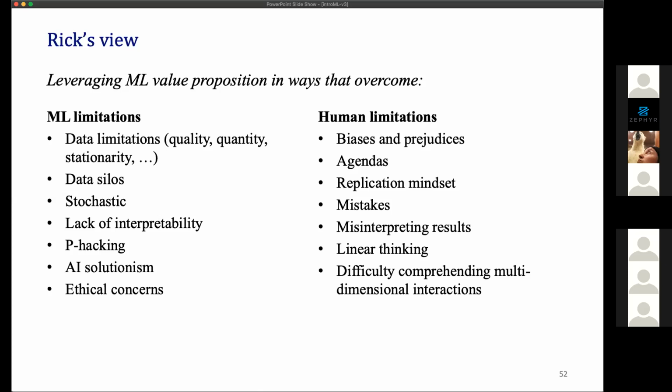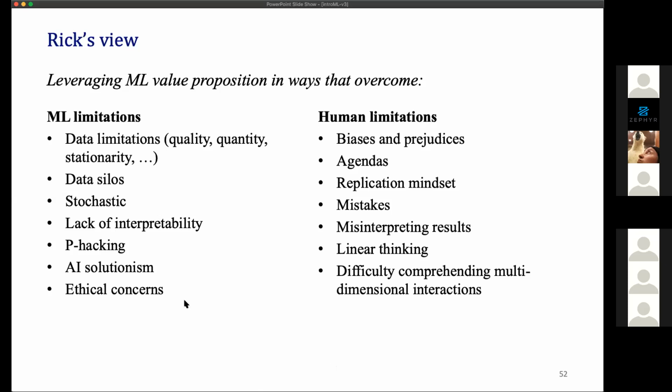There's AI solutionism, the belief that machine learning can solve all of humanity's problems, pretty much along the same line as we believe that activity-based models will solve all of transportation modeling problems. And then there are a lot of ethical concerns. But I need to look at those limitations against our human limitations and try to figure out, where do I go next?